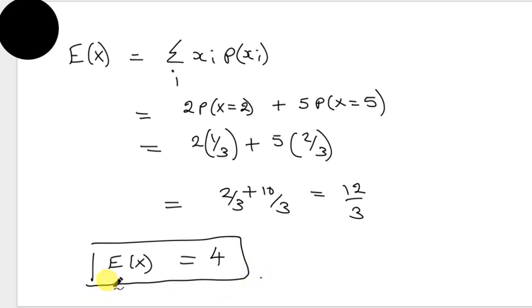I suppose at the end of this session, you would have had good exposure to problems regarding distribution functions. Thank you.